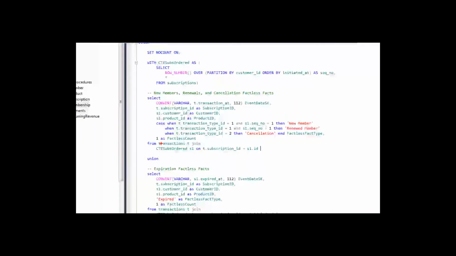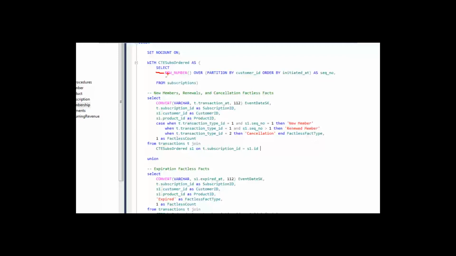So again, I've got another CTE with my subscriptions ordered, and the reason I have them ordered with a row number, if you're not familiar with this function, is that it adds a sequential number, and I partitioned it by customer ID. So if one customer ID has more than one subscription, it'll count their subscriptions. It'll add a 1, 2, 3, and then for the next customer, if they have 2, it'll start back over at 1.